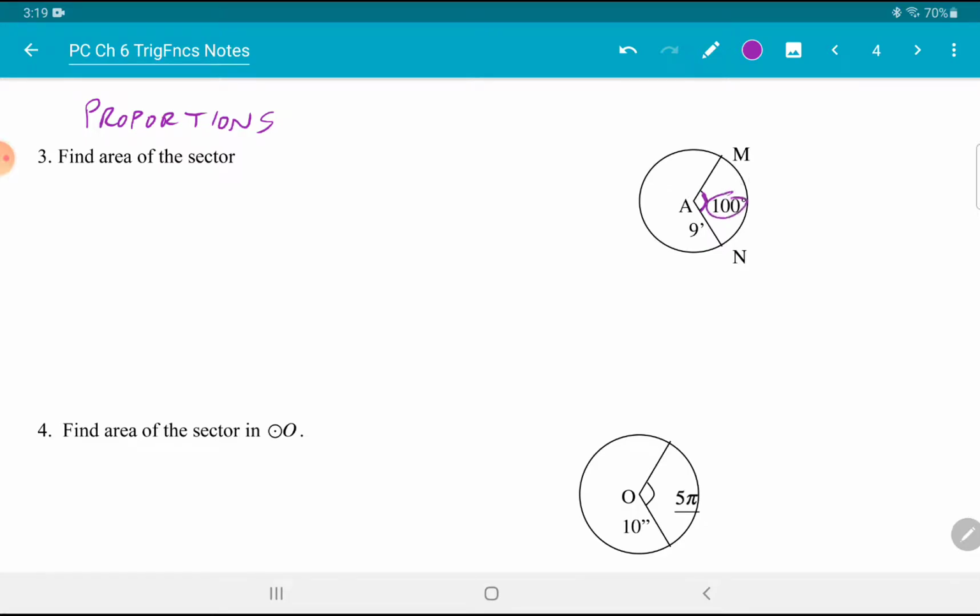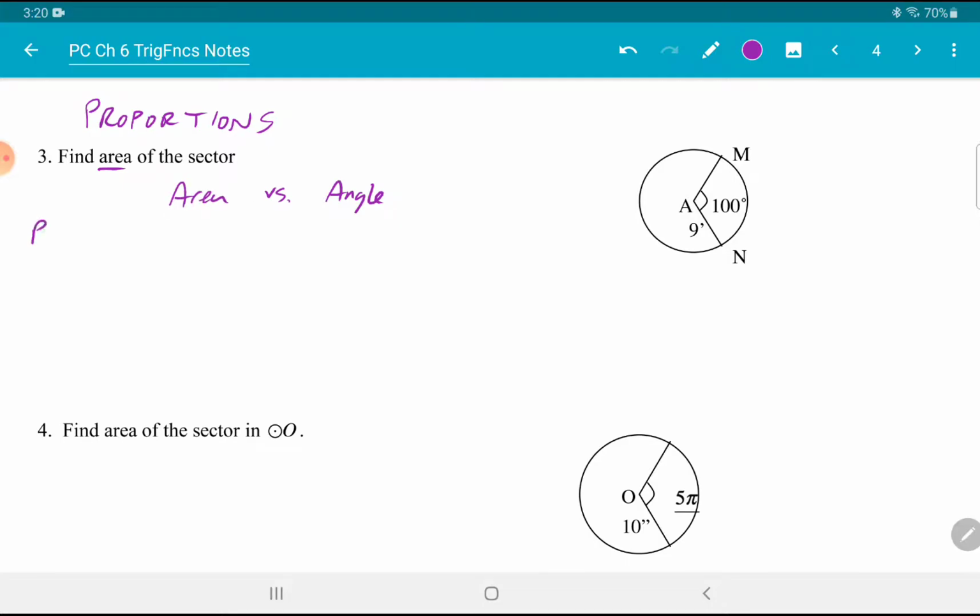We can compare the angle measure of the part of the circle versus the angle measure of an entire circle. That's something we can compare. So I'm going to set up my proportion where I compare angle. And what can we compare with the angle? Well, based on what we're trying to find, we're trying to find the area. So we can find the area of the part of the circle and compare that with the area of a full circle. So we're going to make that second comparison with the area of a circle.